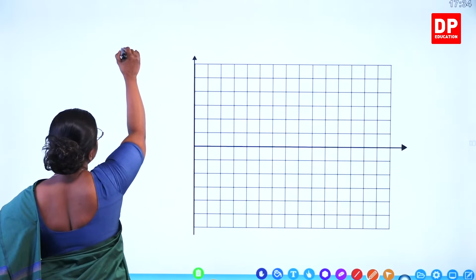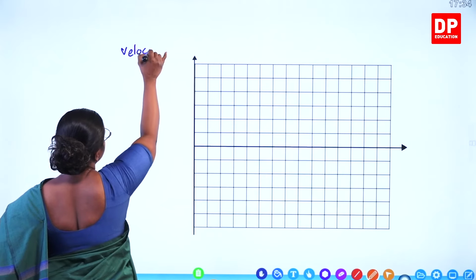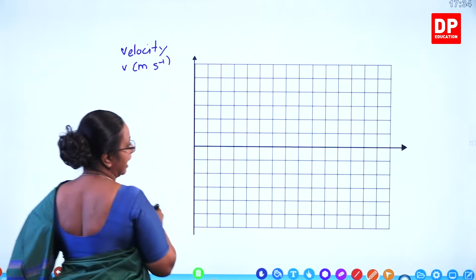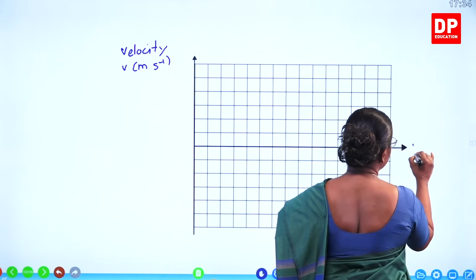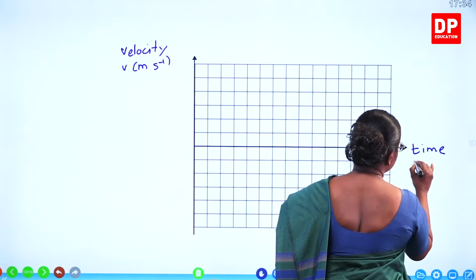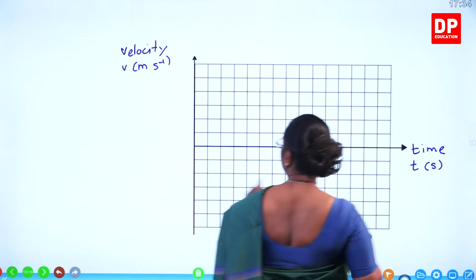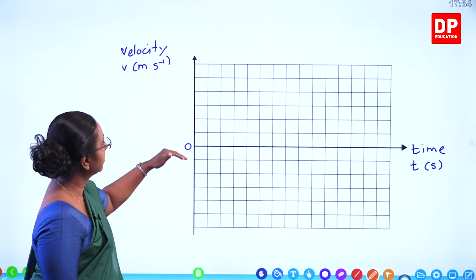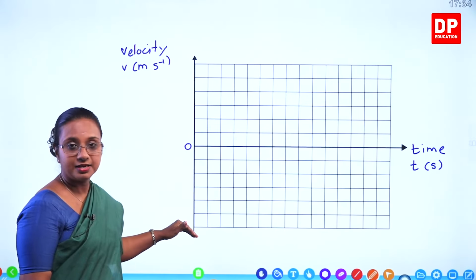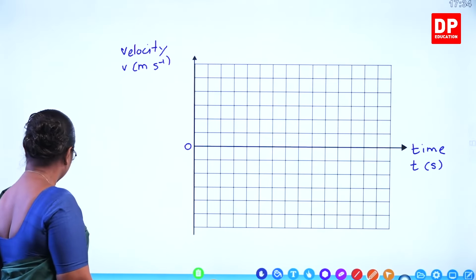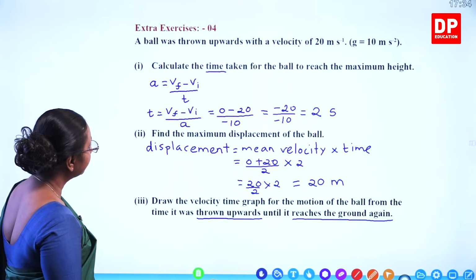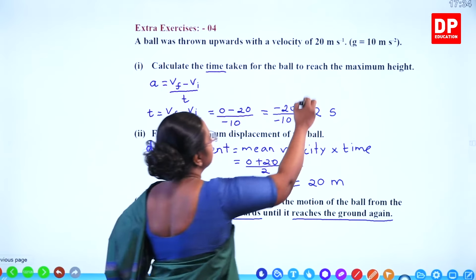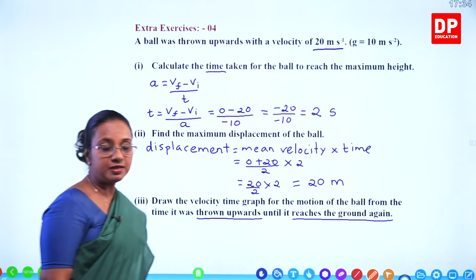This will be velocity, the y-axis, v meters per second, and the x-axis is marked in the middle, time t seconds. So here it is going to be the 0 point, because we need to have the positive values and the negative values. So if we go back to the slide where we calculated, the time taken was 2 seconds and the initial velocity is 20 meters per second.